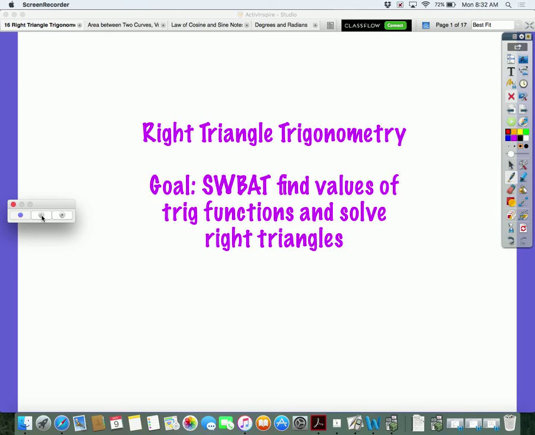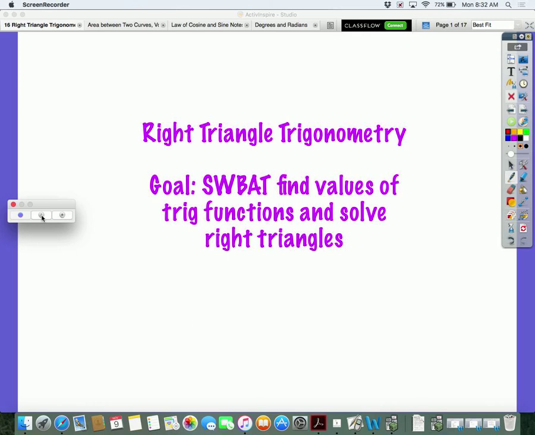Since we are starting a new unit, if at any point you do not understand something, you're going to come in and ask questions. You're going to take the initiative, because you cannot wait till the day before the test and say, I don't understand this, because there is a lot of stuff that we're going to go over.